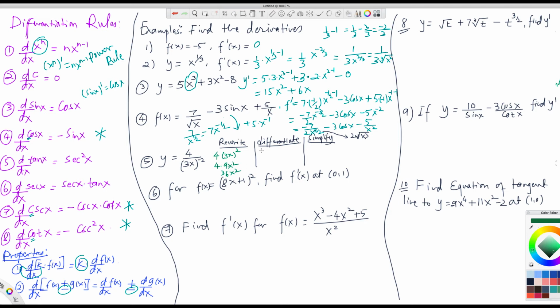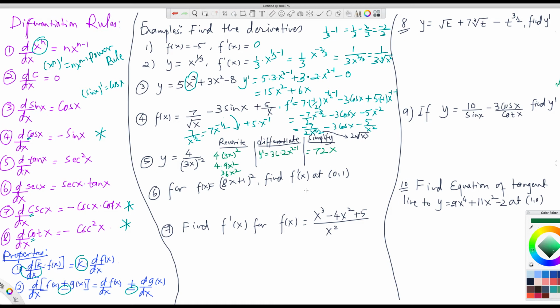Now if you want to differentiate this, 36 times, what is the derivative of x squared? Let me write y prime, okay? So y prime equals 36 times the derivative of x squared, which is 2x to the 2 minus 1. If you write the simplified form, that will be basically 72x, because x to the 2 minus 1 is just x to the 1, right? That's what you get.